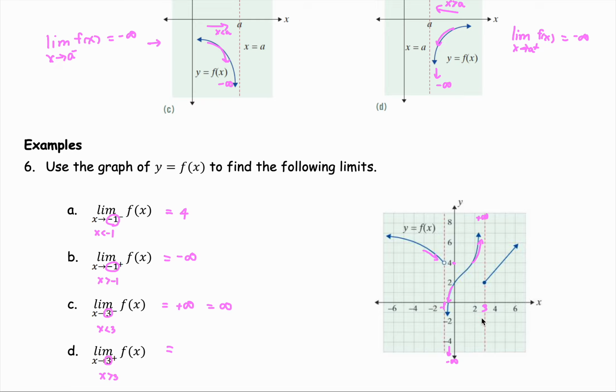The last one, approaching 3, but this time coming from the right side. From the right side, we look at the right graph. As x approaches 3 from the right, the y approaches the value 2. That's the answer for part D.